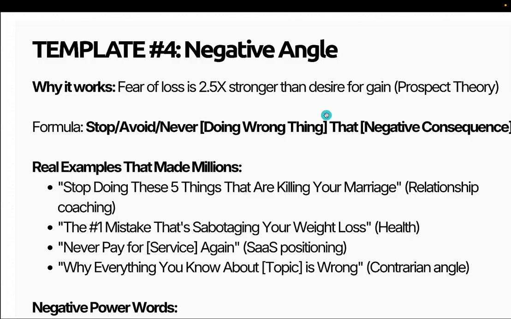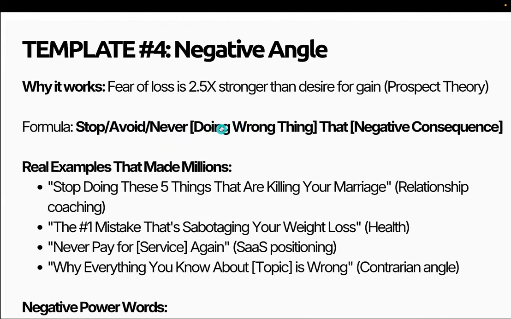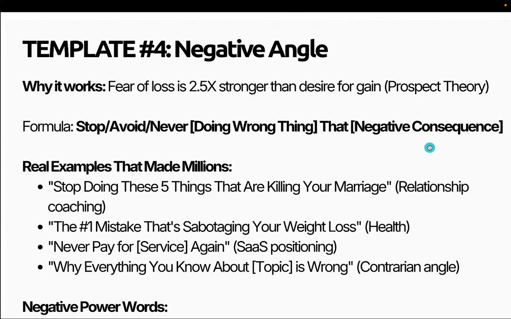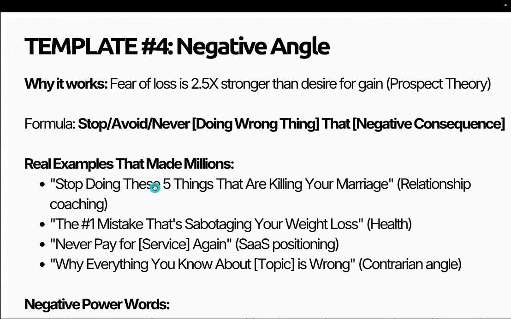So the formula is, you can use this word: stop, avoid, or let's say never. Then you bring in the wrong thing they are doing. Then you bring in the negative consequence. You get it? So let's look at real examples that made millions. Stop doing these 5 things that are killing your marriage.